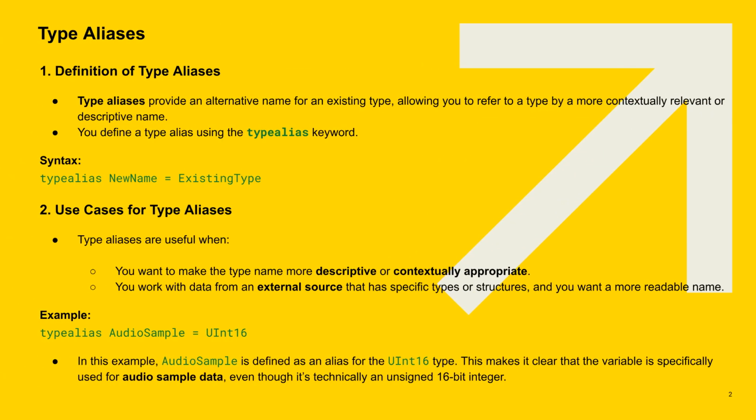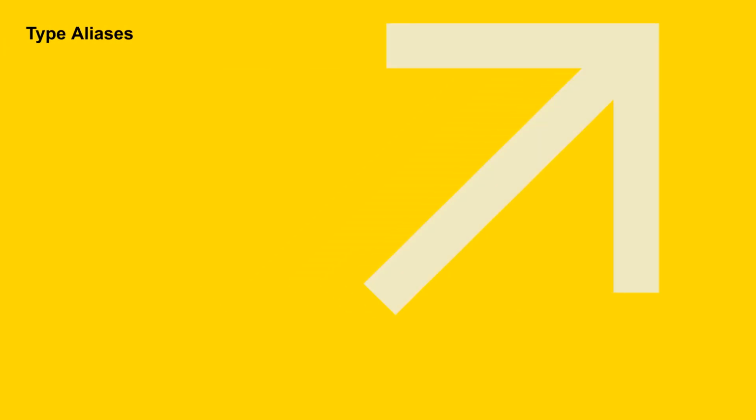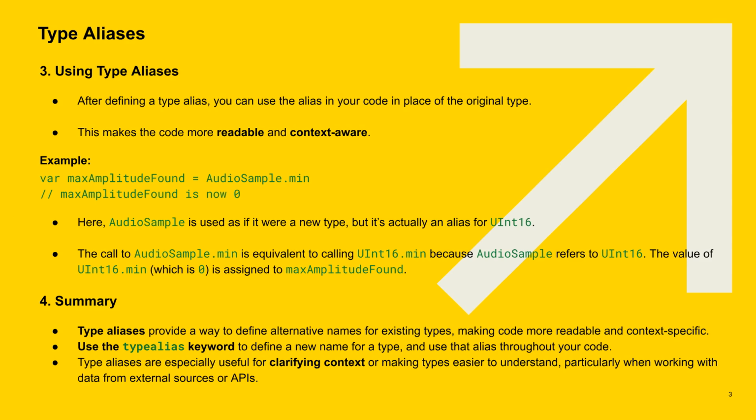Type aliases provide an alternative, more descriptive name for an existing type using the typealias keyword. The syntax is simply typealias NewName = ExistingType. They are useful for making code more contextually relevant, especially when dealing with external data. Once defined, you can use the type alias in your code just like the original type. For example, using AudioSample in place of UInt16 makes the code more readable and context-aware. Type aliases clarify context and make types easier to understand.